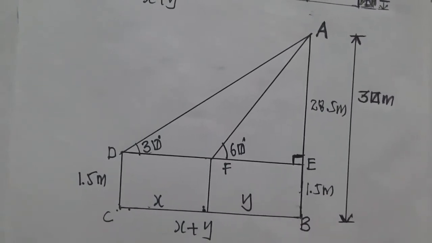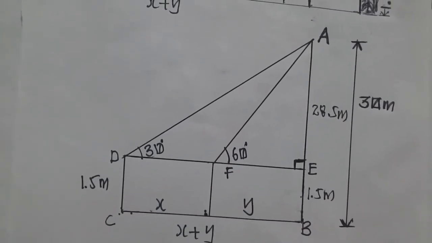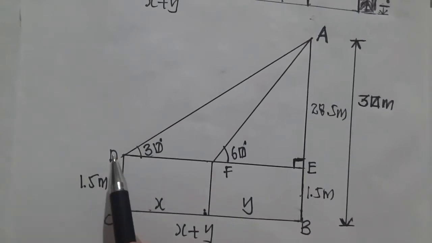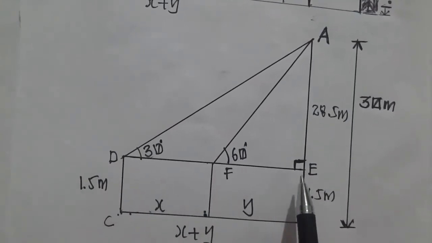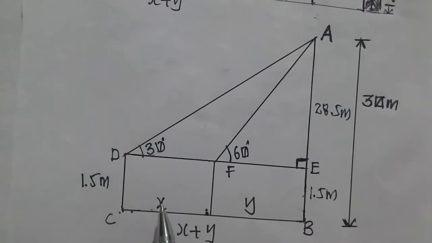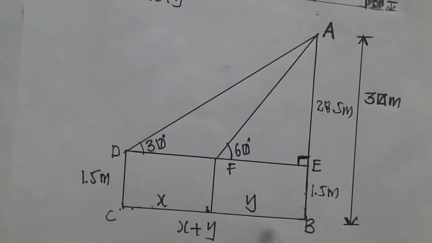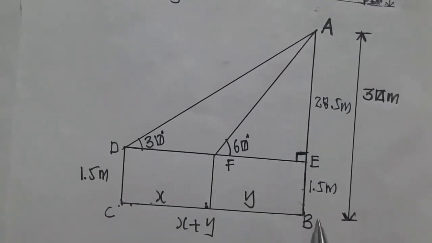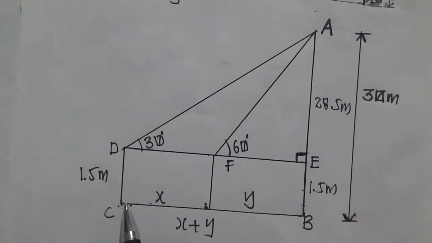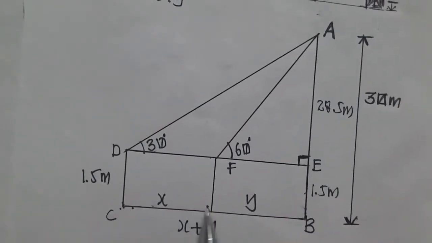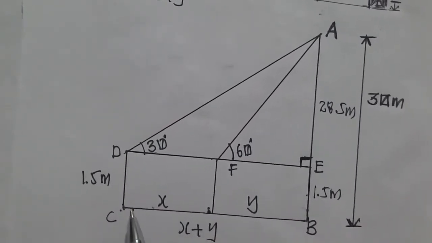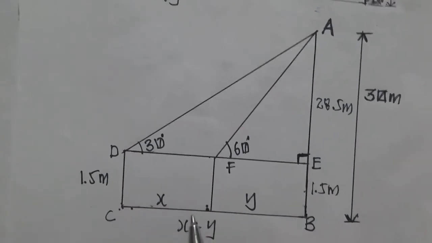Now let the distance between the boy and the temple be x plus y. BC is equal to x plus y. Let the distance walked by him, from here to here, be x.